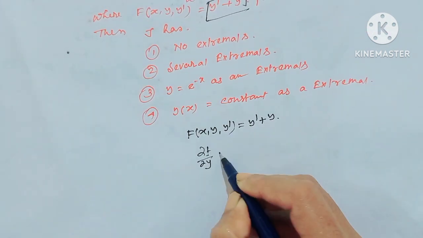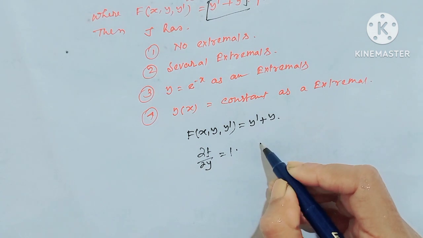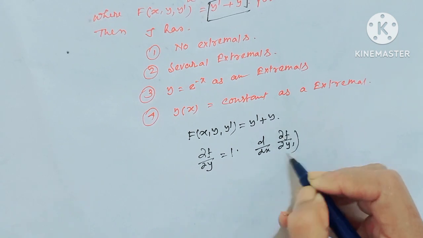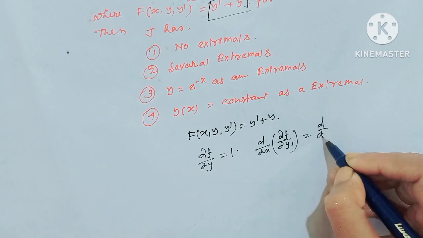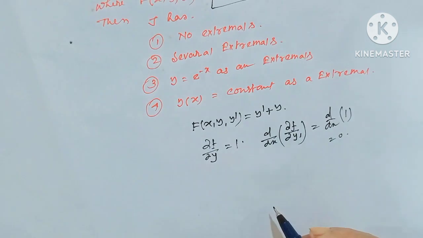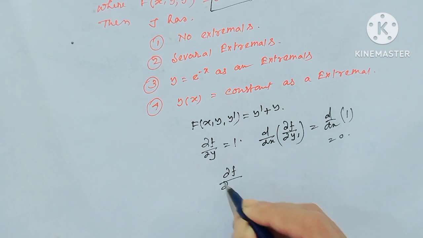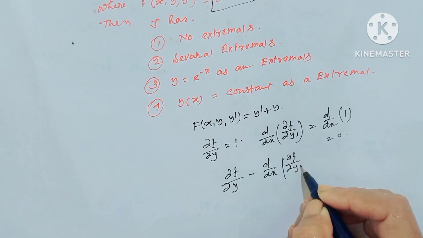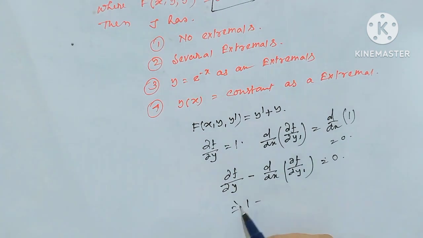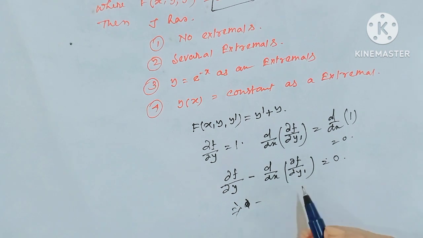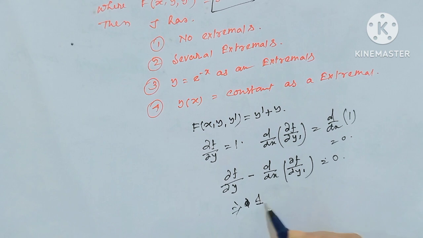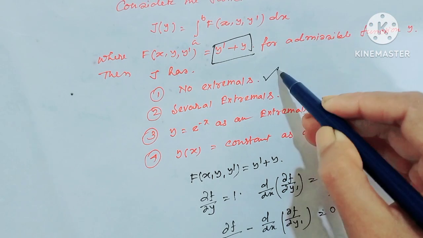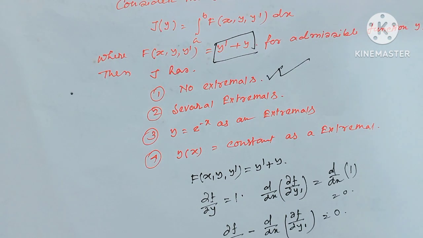1, and d/dx of del f del y' equal to d/dx of 1, which is equal to 0. Therefore, del f del y minus d/dx of del f del y' equal to 0 implies del f del y equal to d/dx of del f del y', that means 1 equal to 0. This is not possible. So there exists no extremal. I hope all my viewers have understood.